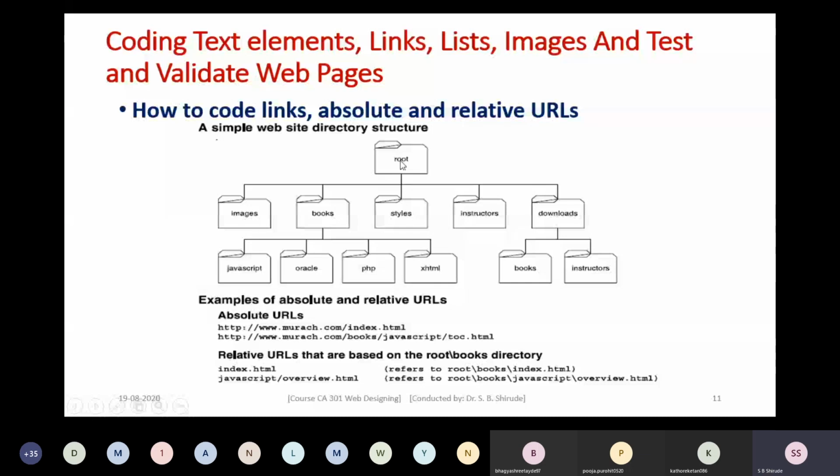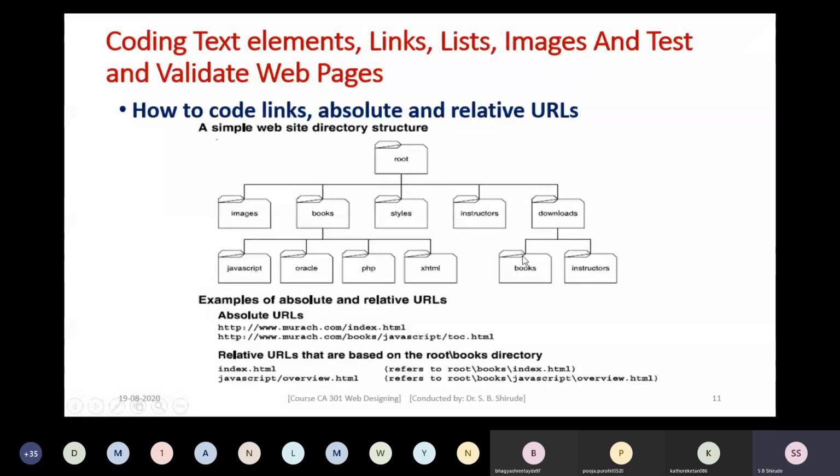It starts with a root directory. Normally, when a website is launched or designed, it is on the root directory, and in the root directory we create the sub folders such as images, books, styles, instructors, downloads. And this root is identified by the index.html. By default, the home page is index.html. Now in the books folder, there are subfolders created like JavaScript, Oracle, PHP, XHTML. Again in downloads, there are subfolders, books and instructors. Okay, this is the directory structure.